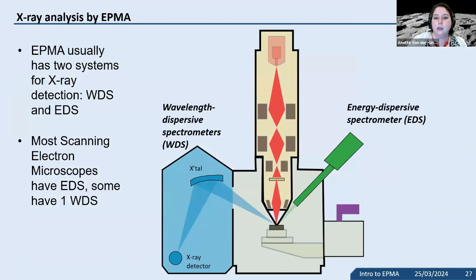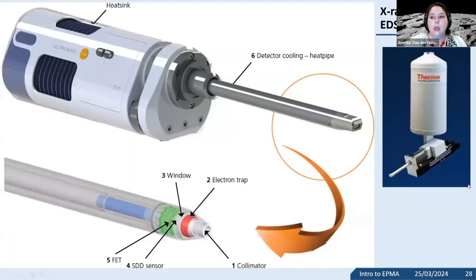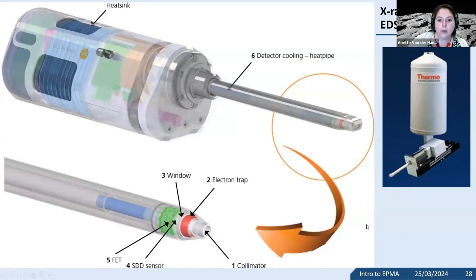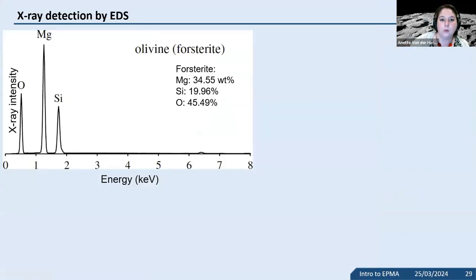So we have the EDS and the WDS on a microprobe, and the EDS you might have already seen are these simple looking blocks outside, where we have an SDD sensor in the newest generations, silicon lithium drifted detector in the older ones that need additional cooling. And what that does is that we can acquire all X-ray intensities that are being generated at the same time. It's a great technique to get a quick phase ID.